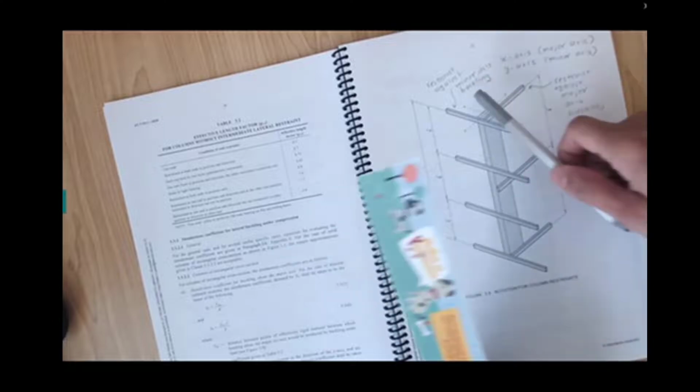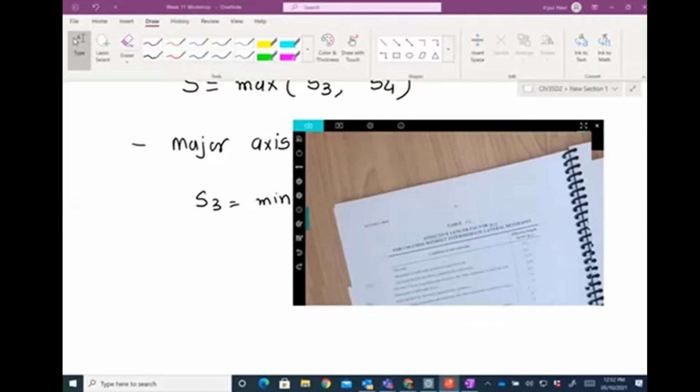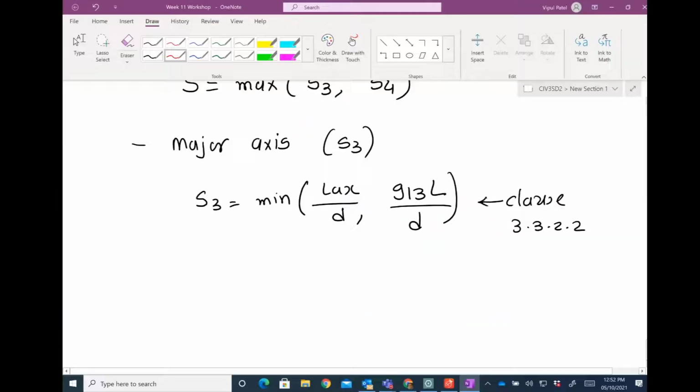So that is this equation. Now in here, major axis we don't have any restraint, right? Major axis we don't have any restraint. So in that case, we can just cancel that. We don't have any restraint. So let's say we just go for this G13 L on D.